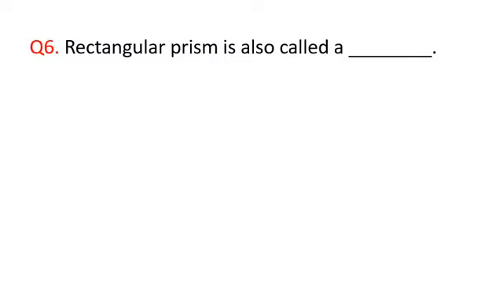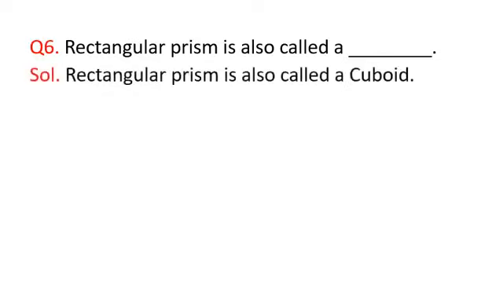So what do we mean by a rectangular prism? A prism whose base and top are congruent rectangles and lateral faces are rectangles is called a rectangular prism. It is also known as a cuboid because all the 6 faces in a cuboid are rectangles, so it will be a cuboid. Simple as this.